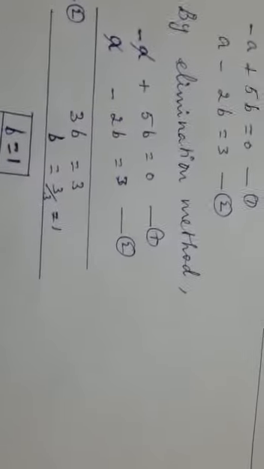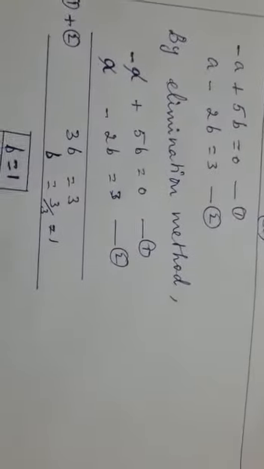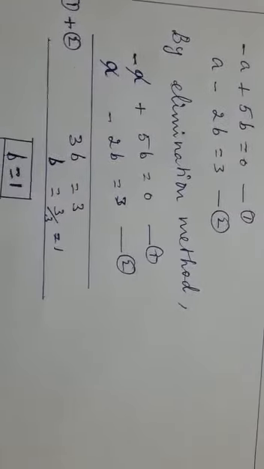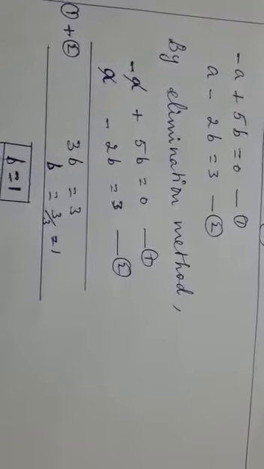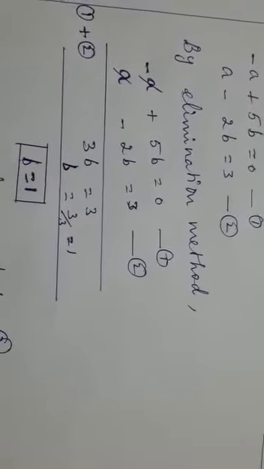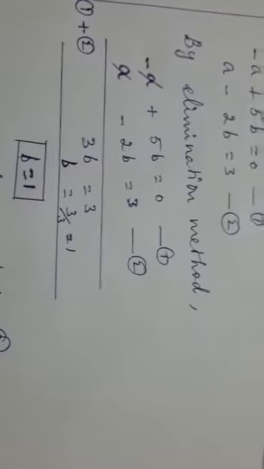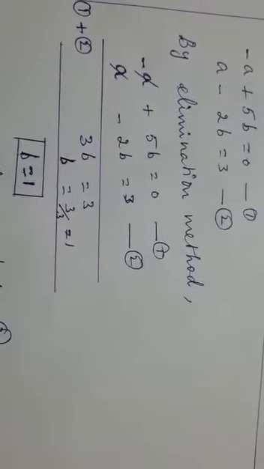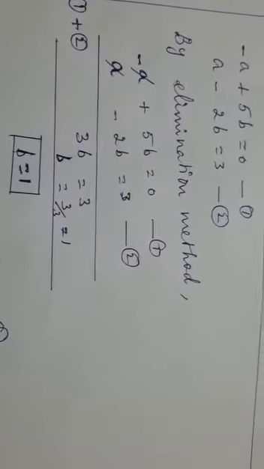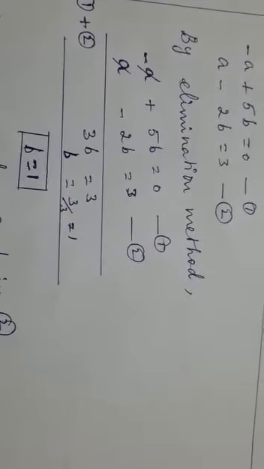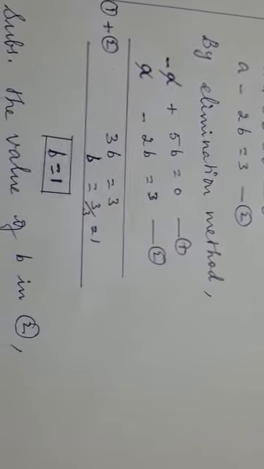Now both are a and different signs. So whenever you get different signs and the same number, the coefficient is 1 for both. So when you add, you can eliminate this term. So when I am adding, this gets eliminated. 5b minus 2b is 3b. 0 plus 3 is 3. So b is equal to 3 by 3 is equal to 1. b is equal to 1.